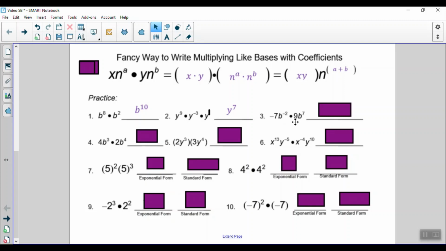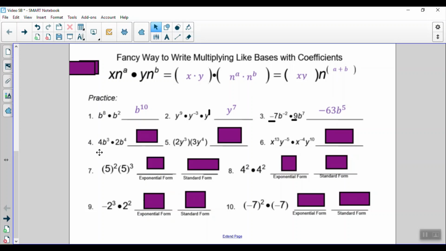Number 3, we have coefficients, right? We have this negative 7 and 9 out in front. Just like I said up here, those are our coefficients. We want to multiply those just like normal, right? They're just regular numbers. So negative 7 times 9 is negative 63, and our exponents, we're just going to add for our b. So negative 2 plus 7 is positive 5. So our whole final answer, negative 63b to the 5th.